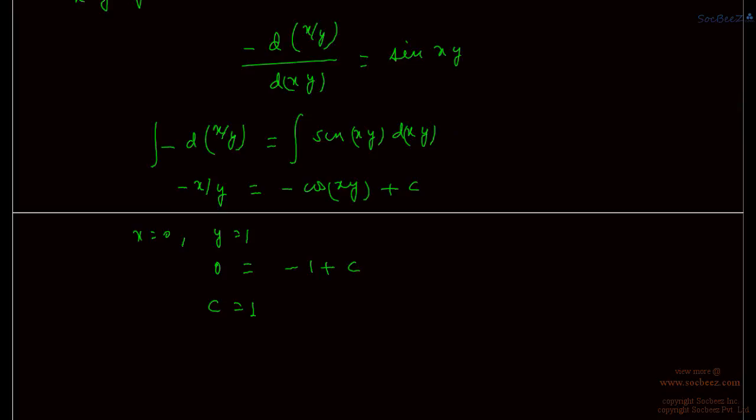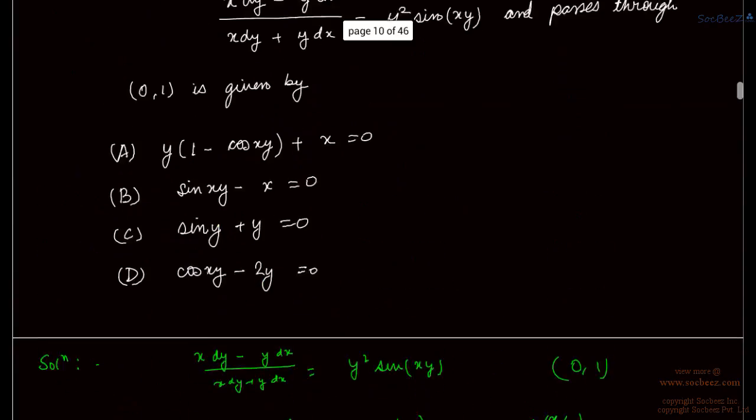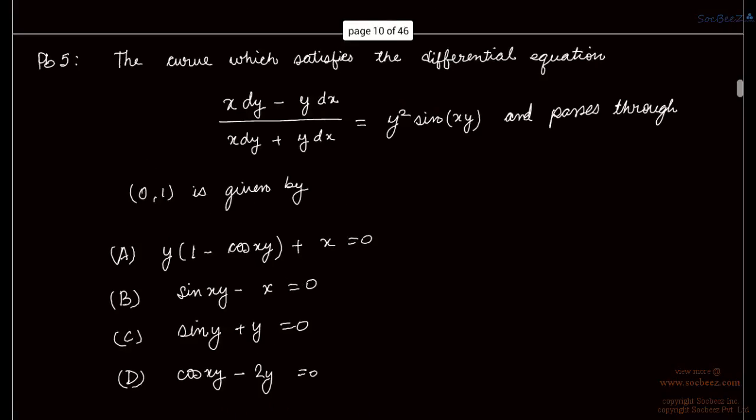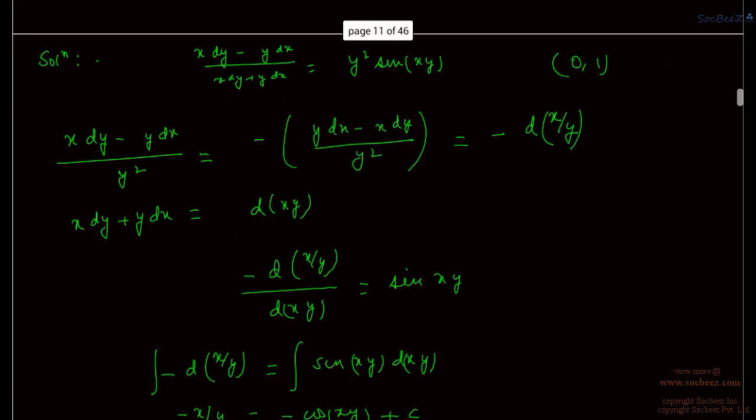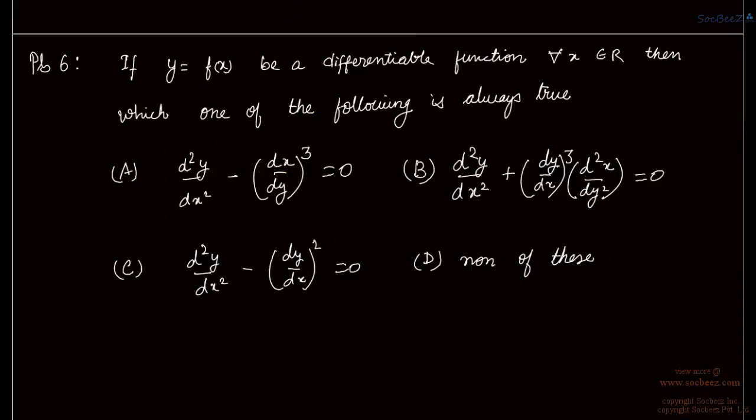That means the equation is minus x upon y is equal to minus cos xy plus 1, which means that x is equal to y times (cos xy minus 1). Okay, so from here we say that option A is correct, right? Okay, now moving to the next question.